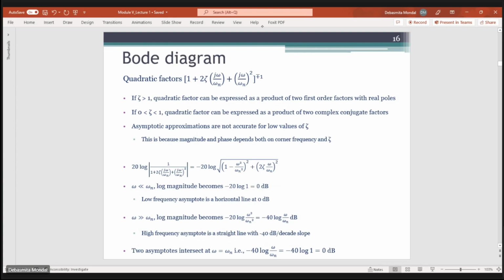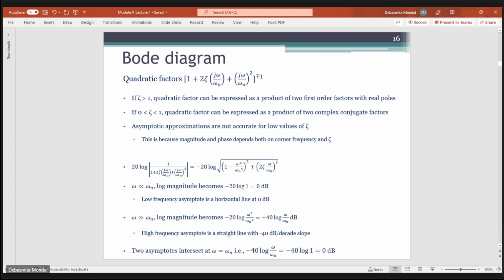Okay, and if the value of zeta is less than 1, or the value of zeta lies between 0 and 1, then this quadratic factor can be expressed as a product of two complex conjugate factors. Okay, the only disadvantage for the quadratic factors is that this asymptotic approximation, that is the approximation using straight line asymptotes, is not very accurate if we are dealing with very low values of zeta.